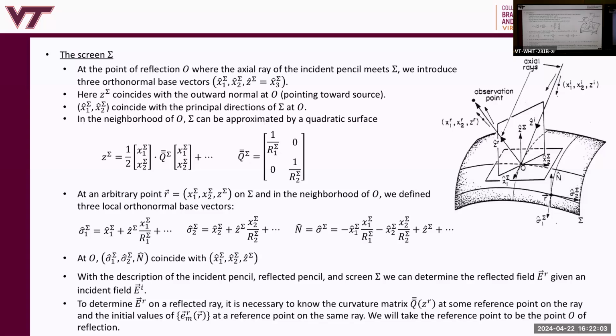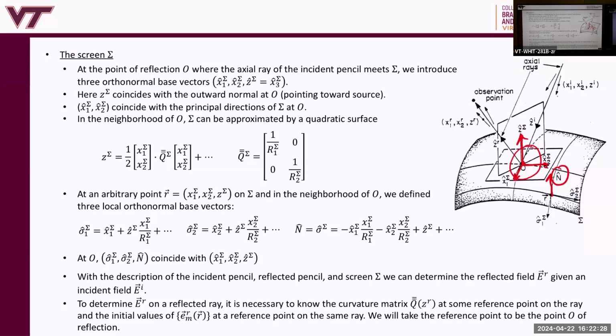The surface coordinates are x1 sigma, x2 sigma, z sigma. But what matters is not just that point. That's the axial ray incidence and reflection point, right? The point O is the point of reflection. What matters is neighboring points as well. So we need this n. This is the n that goes in the boundary condition, n crossed with E incident plus E scattered equal to 0.